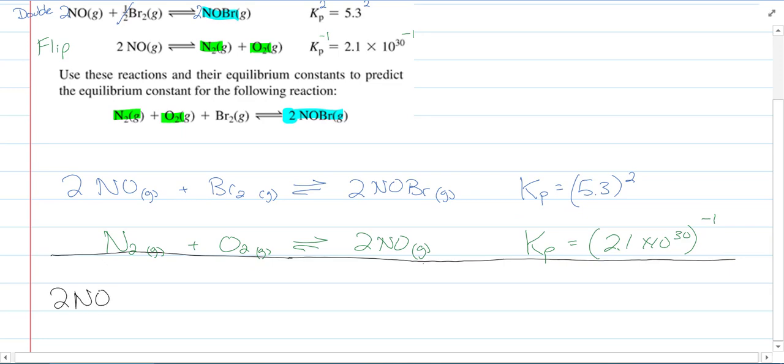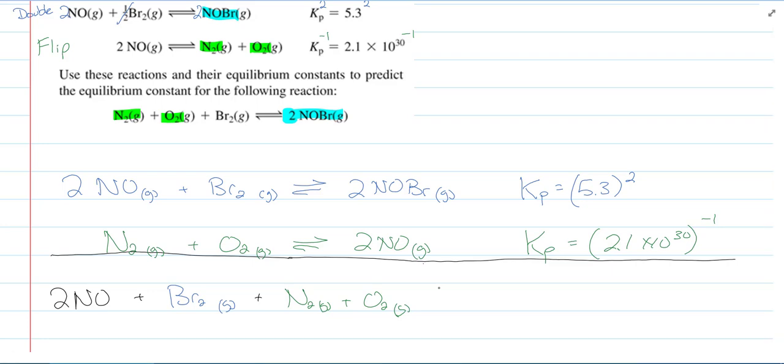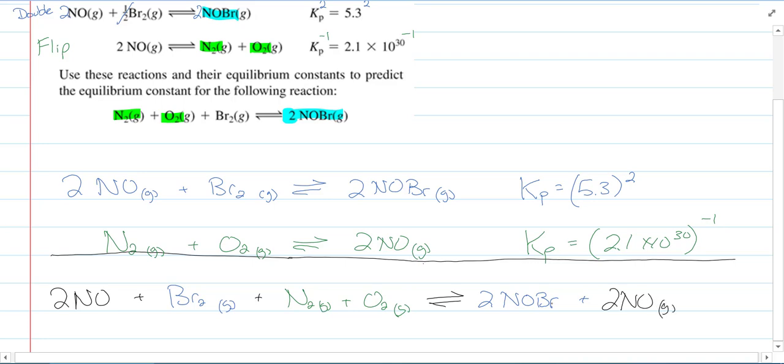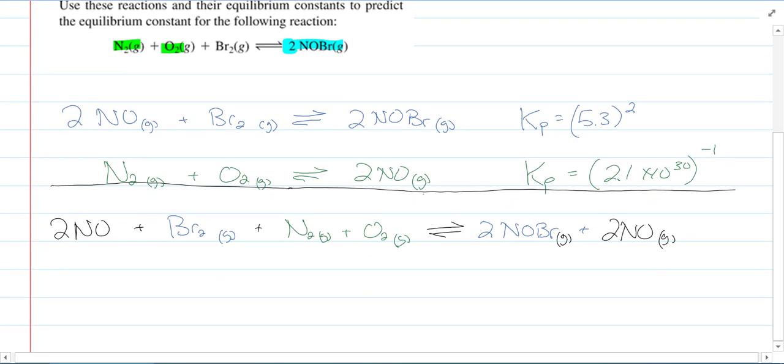2NO plus Br2 gas plus N2 gas plus O2 gas is going to go to 2NOBr plus 2NO gas. That's a gas. And it works out. It looks like I get it because the two NOBrs are gone.